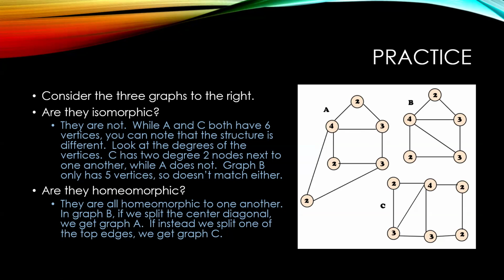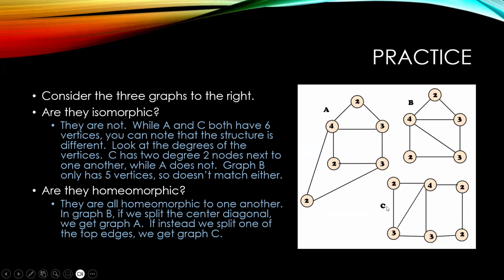They are, however, all homeomorphic to one another. If you want, you can look at B and see how you can get B to turn into both A and C. Looking at A, if we just brought this bottom left edge in and brought this one to the center, we could then remove the center node using the smoothing technique, or we could just do a subdivision here in the center. And we would get that A and B are the exact same thing.